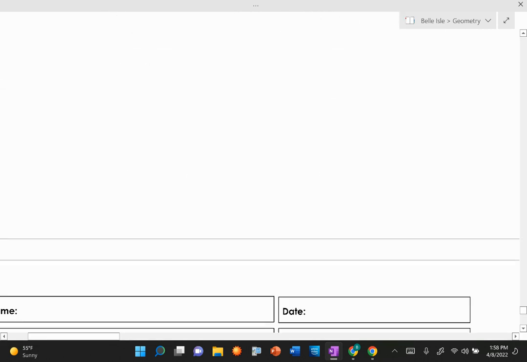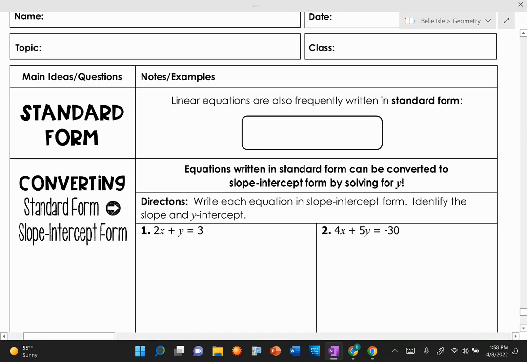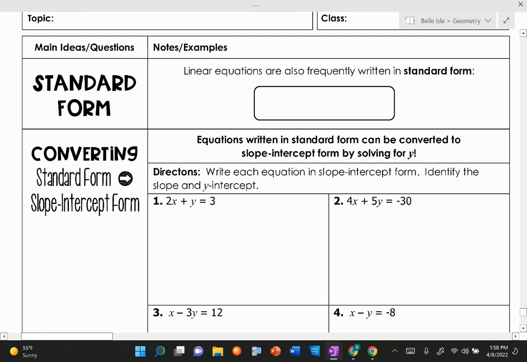All right, guys. Standard form notes. Okay, if you thought slope-intercept form was easy, that's good. If you didn't, that's okay. Just keep practicing. There are plenty of ways for you to practice that stuff on your own. IXL is a great one. Oh wait, actually, I already did those.